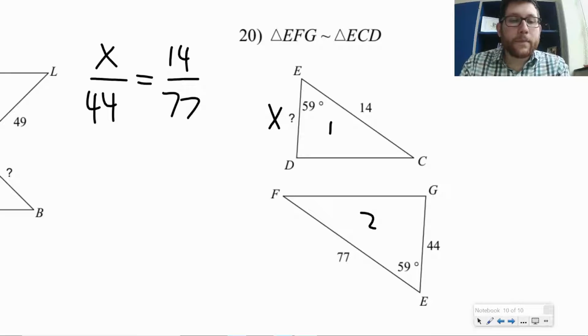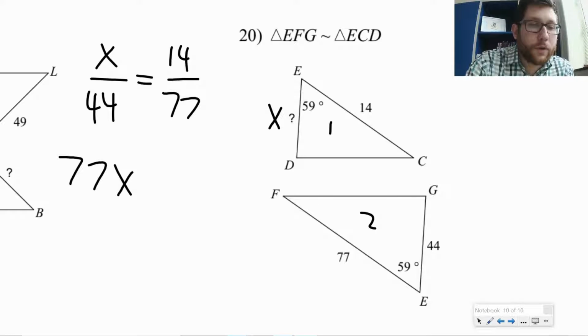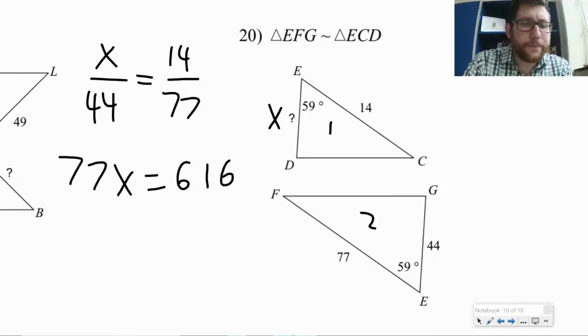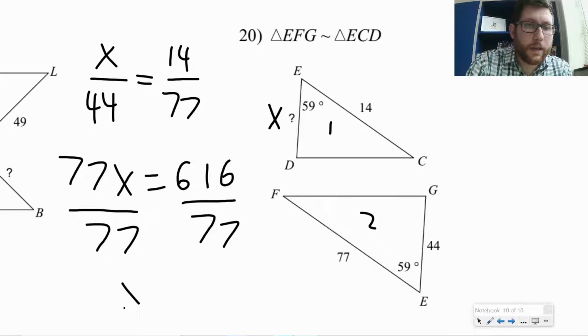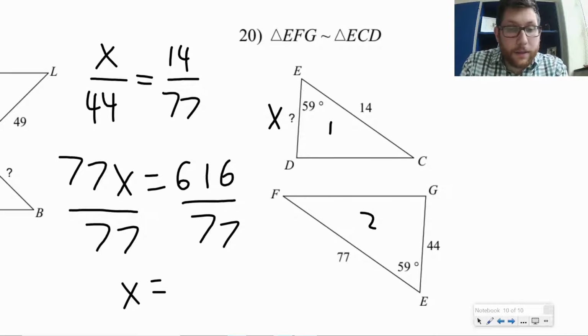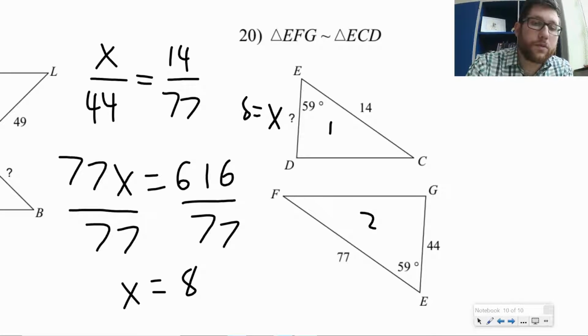All right, so we can go ahead and multiply this together. 77x. Now if we do 14 times 44 on a calculator, we should get 616. All right, next up, we're going to divide both sides by 77. We'll see what we get here. All right, so let me do some quick math in my head. That should come out to 8. So x is equal to 8.